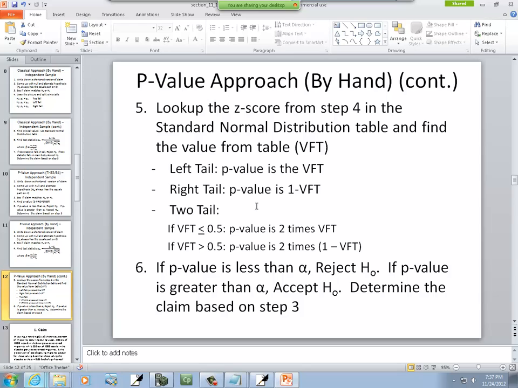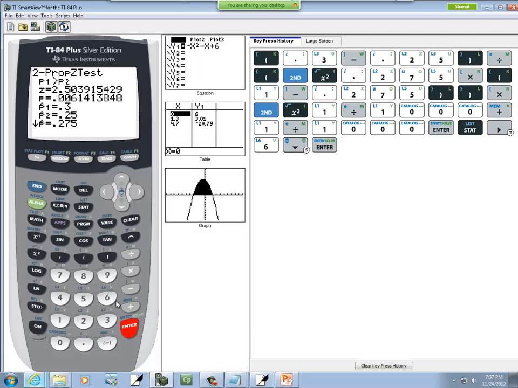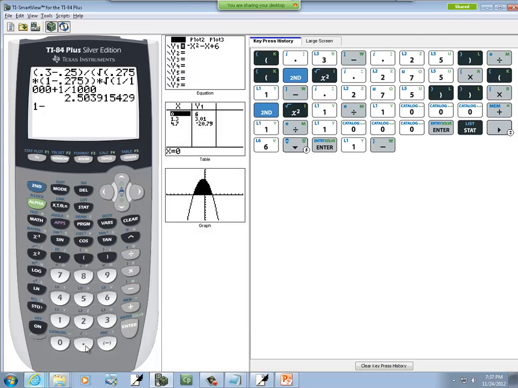Okay. Now if you got a left tail, your p-value is the VFT. If you got a right tail, your p-value is 1 minus the VFT. Well, we got a right tail. So our p-value is going to be 1 minus the VFT. So our p-value is 1 minus 0.9938, which is 0.0062.